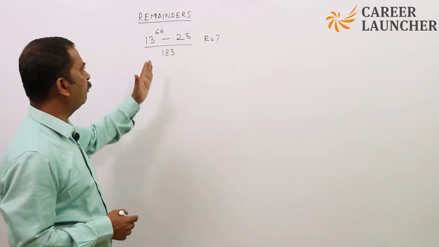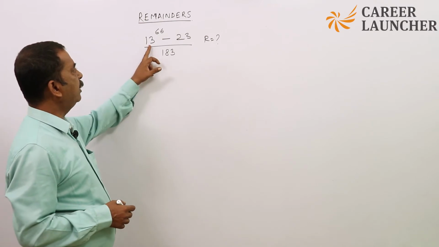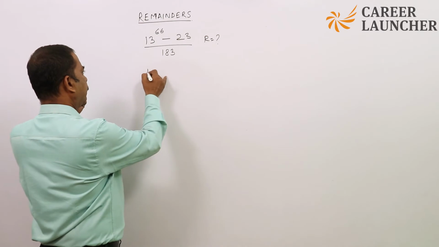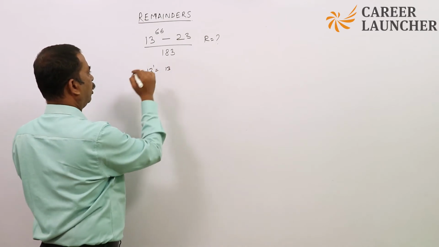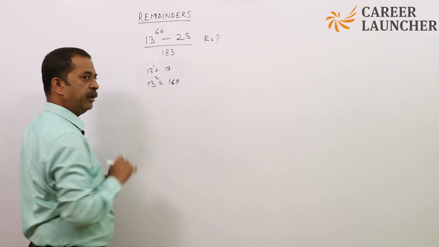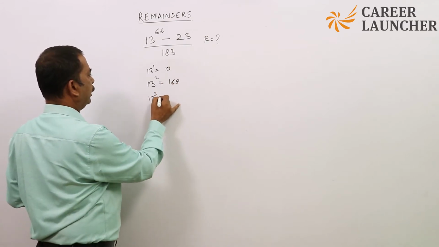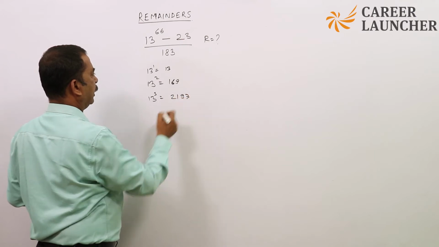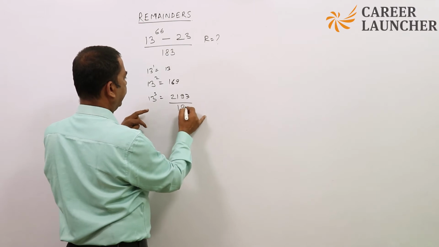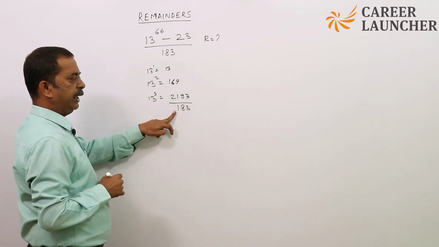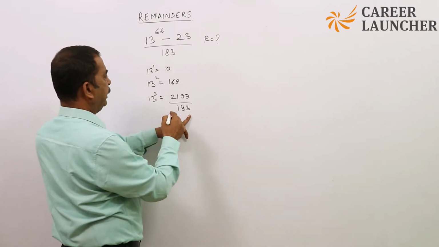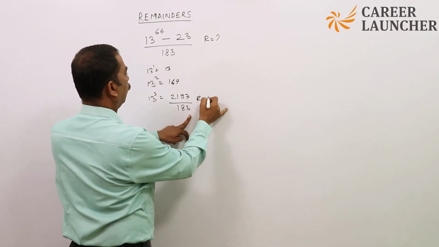So what we'll do is we'll try to find out which power of 13 when divided by 183 gives me remainder 1. So I say 13 to the power 1 is 13, it will not give me remainder 1. 13 square is 169, again it is not going to give me remainder 1. 13 cube is 2197. Let us see, this is a big number, divided by 183. So if I divide this number by 183, 183 12s, 183 12s will be 2196, which means the remainder comes out to be 1.